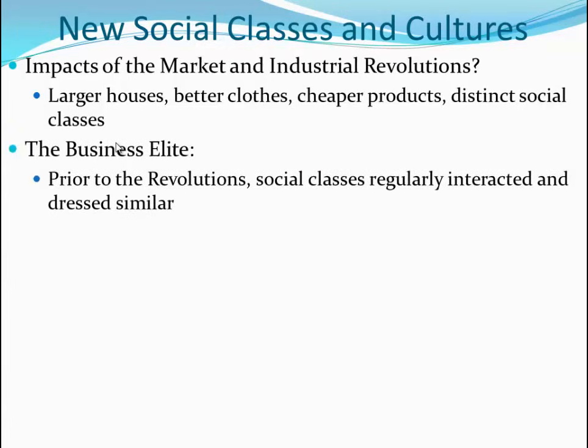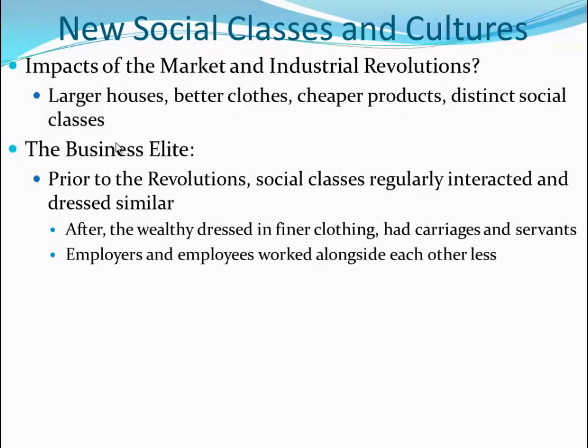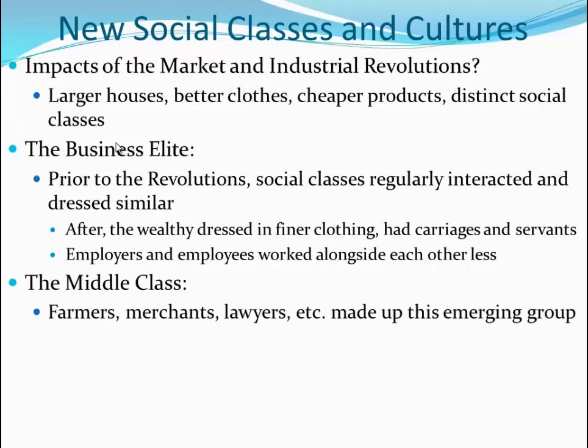So let's talk about the business elite. Prior to the market and industrial revolution, social classes regularly interacted and dressed similar. And afterwards, the wealthy dressed in finer clothing. They had carriages that they would ride on, and they also had servants. You begin to see more of a distinction between the wealthy and the middle class or working classes. Employers and employees worked alongside each other less, so rather you see the management start to not work alongside employees.